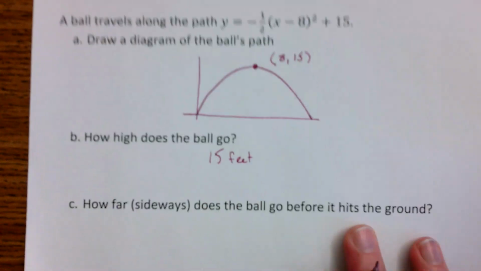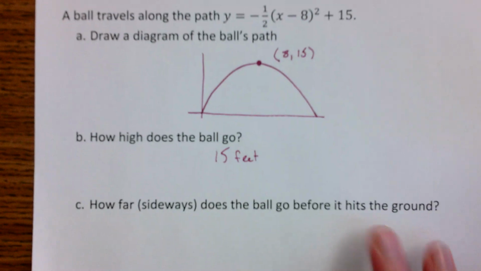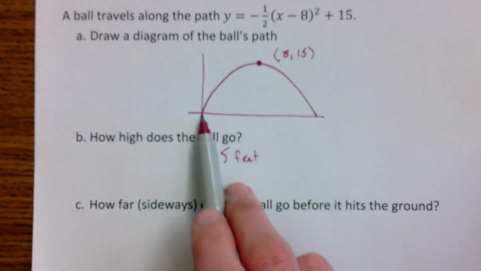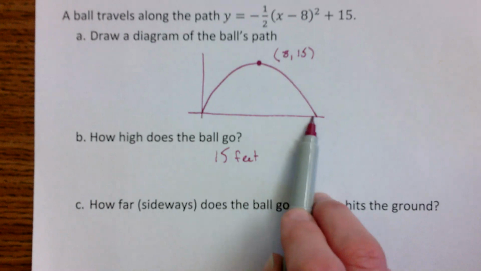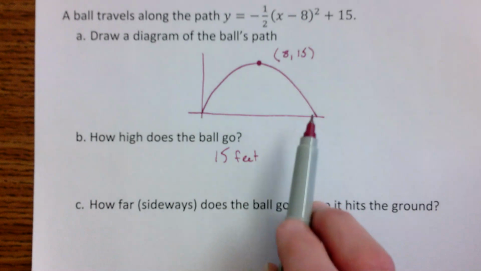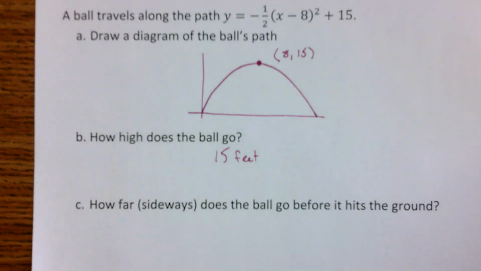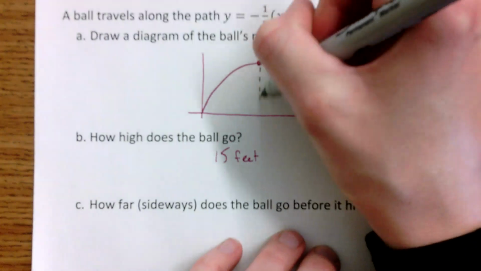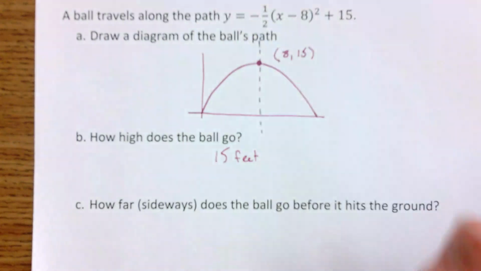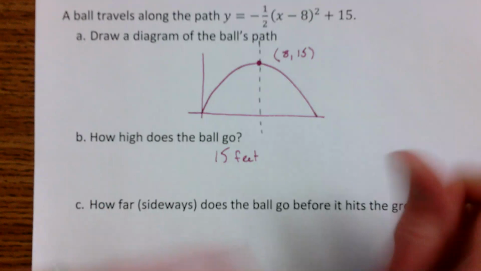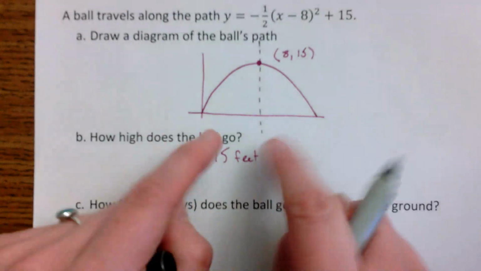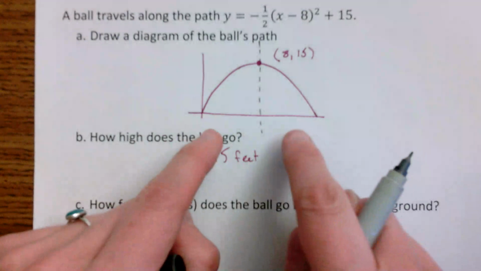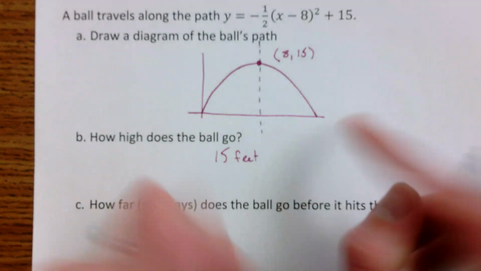Okay, and then question 2 is how far sideways does the ball go before it hits the ground? So I want to know how far it is from here to here. Well, we don't have numbers for either of those points, but here's what we can figure out. We've talked before about how parabolas are symmetrical. So what that means is there's something called an axis of symmetry. It's like a fold line that goes right down the middle. In this particular one, it's the same on either side. It doesn't quite look it because my sketch isn't perfect, but it should be the same on either side.